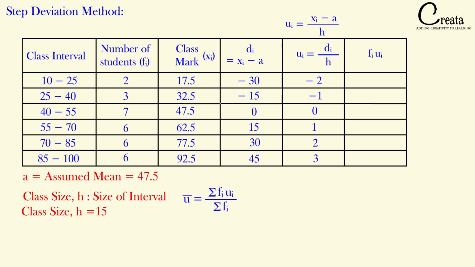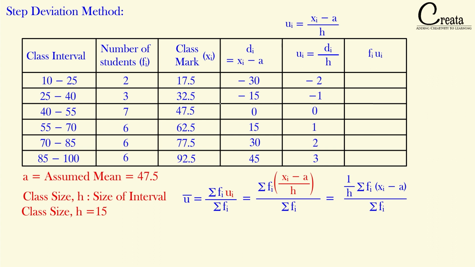Let's see, it will be interesting. Here, can we replace ui with (xi minus a) upon h? Let's do the replacement. Let's take 1 by h as common. We can take 1 by h as common because our class interval is the same. Taking 1 by h as common from all the addition of sigma.